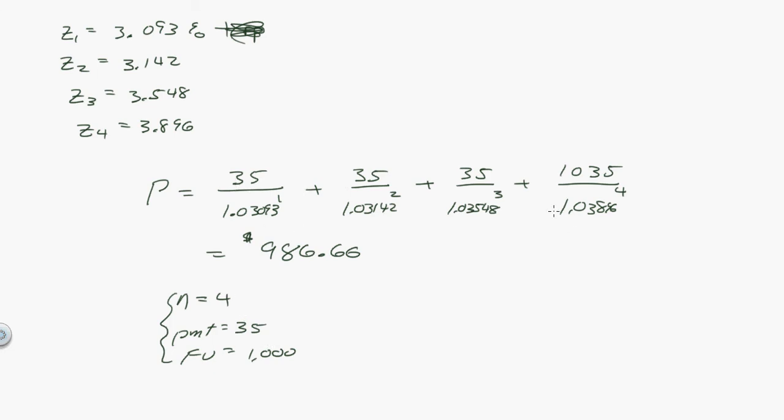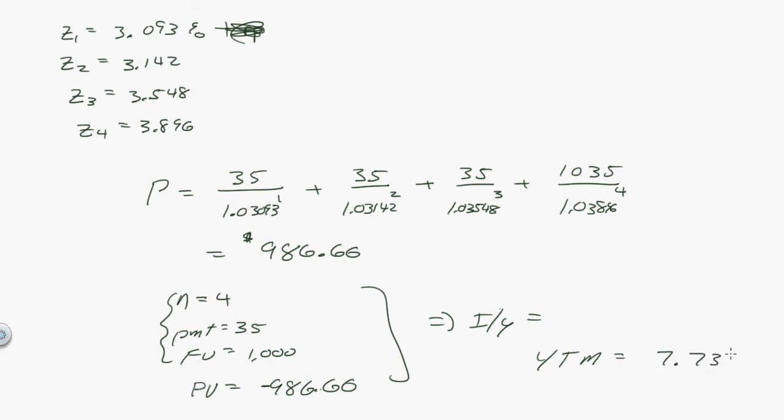So now I discount those cash flows. I find the price is 986.66. I make that negative, plug it into my calculator, find IY, whatever that number comes out. The yield to maturity is 2 times this IY number, and that comes out to be 7.733%. I want you to notice another thing.